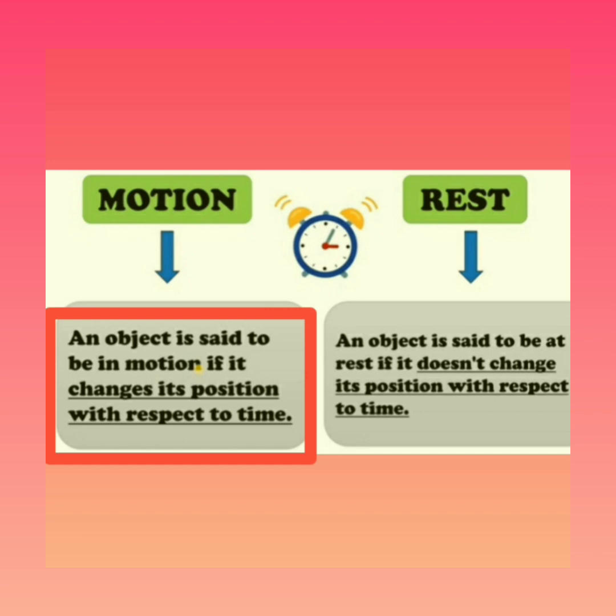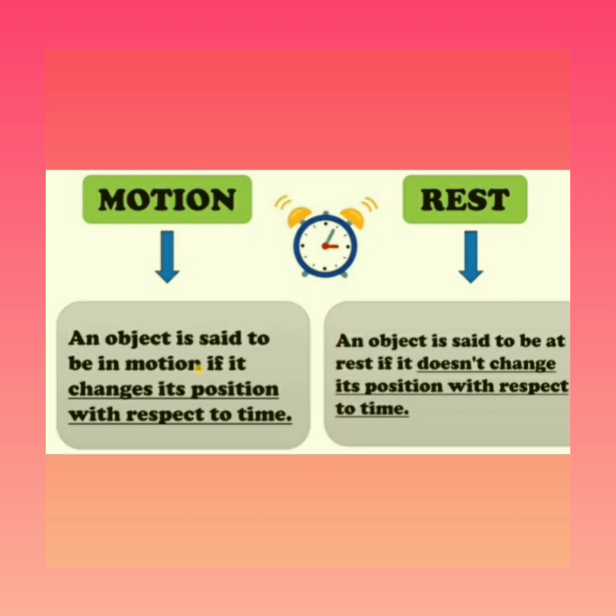Then what is rest? An object is said to be at rest if it doesn't change its position with respect to time. See some more examples for motion: moving vehicles, children going to school, children playing in the park. And rest: your books lying on the table don't change their position until disturbed by anybody else.